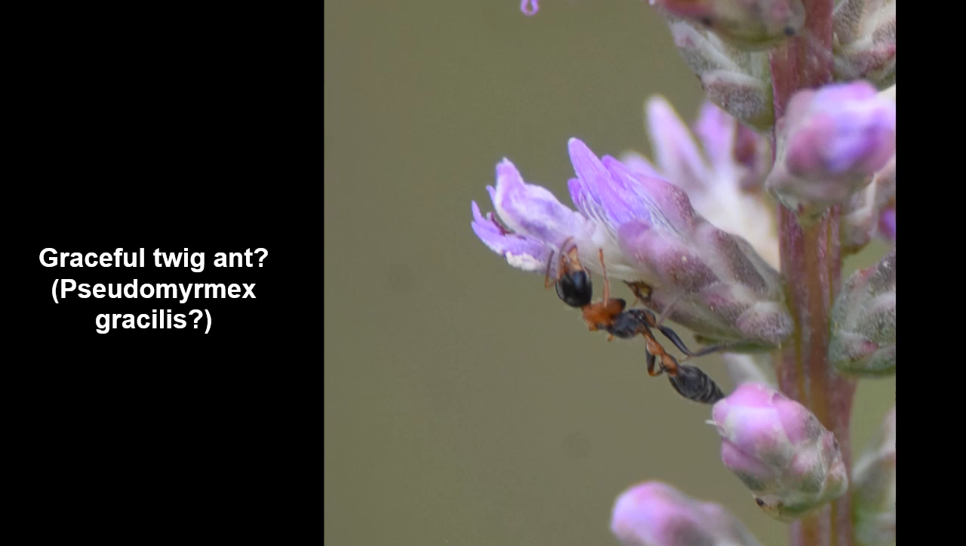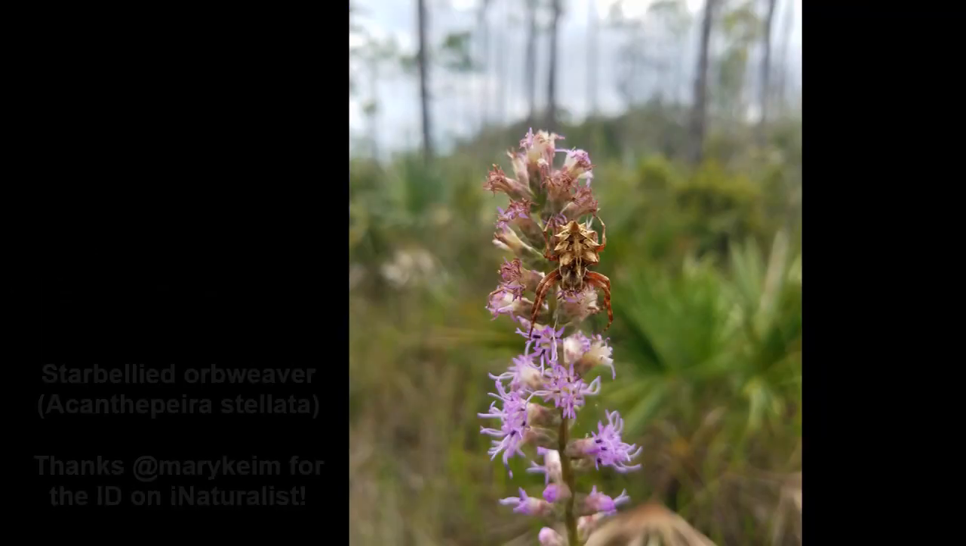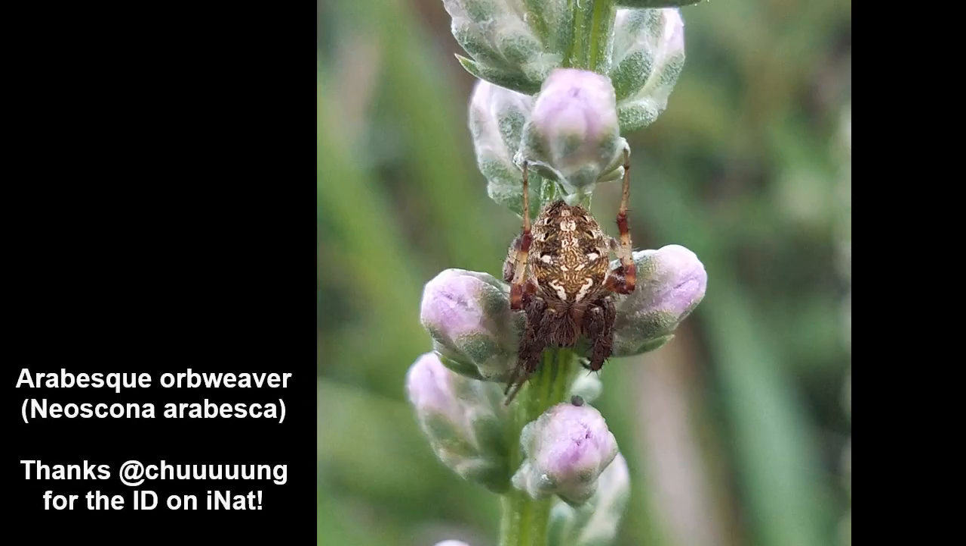Here is some type of twig ant. People don't realize that ants are also pollinators. And this is a different type of bee. This is one of the cuckoo leafcutter bees. This is a star-bellied orb weaver, hanging out trying to find something to eat like the ambush bug. And this is an arabesque orb weaver, which is another type of spider hanging out on the buds.